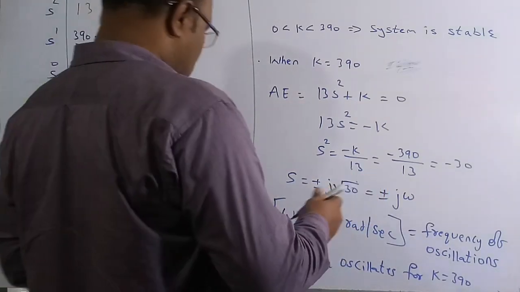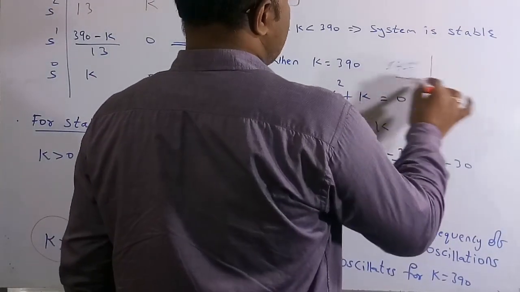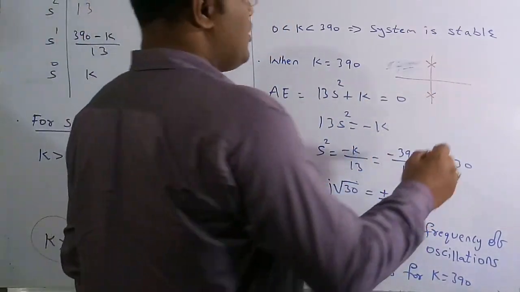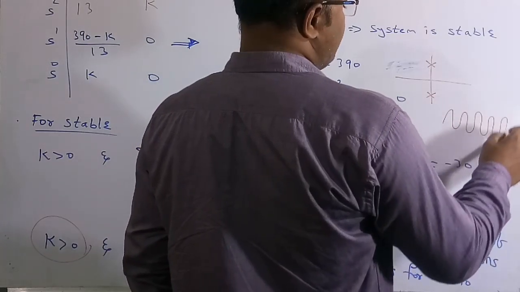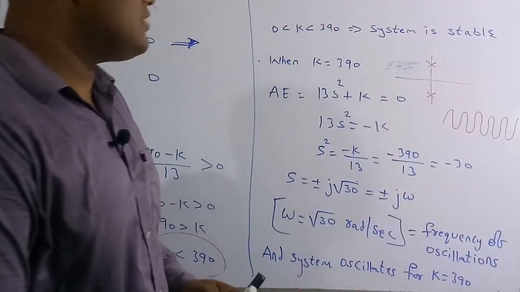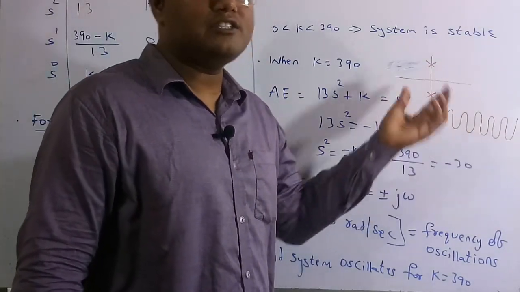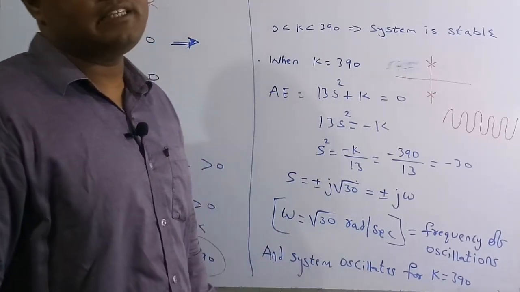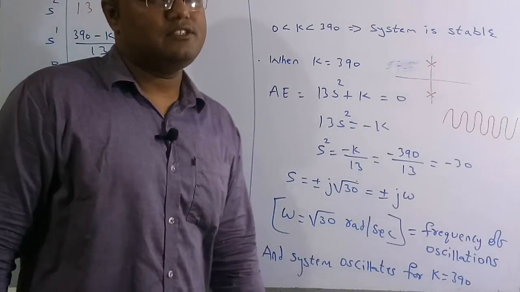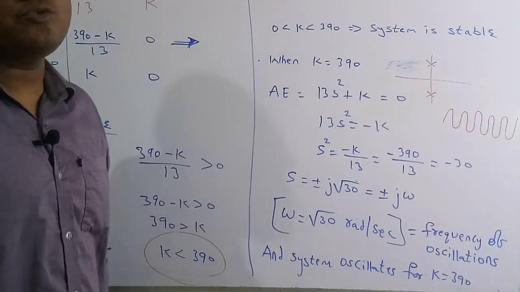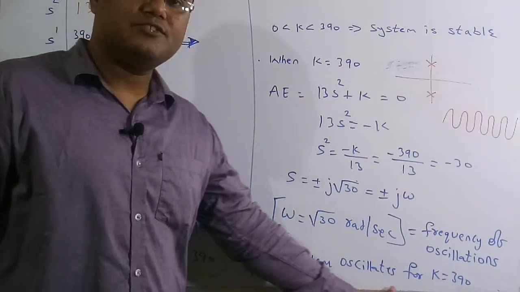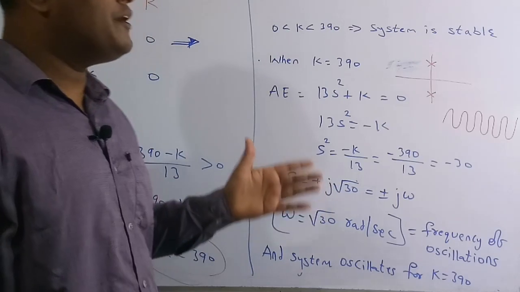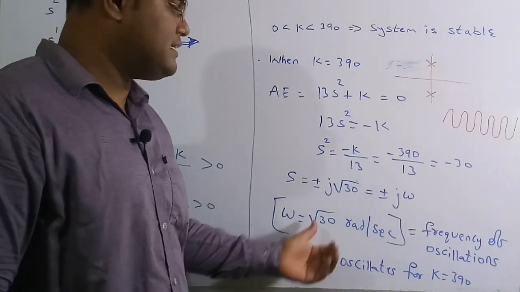Marginally stable means the roots are going to lie on the imaginary axis. When the roots are lying on the imaginary axis, there will be oscillations in the response for infinite time. What is the oscillation frequency? The oscillation frequency at the particular value of k equal to 390 is root 30 radians per second. We can say the system is marginally stable for k is equal to 390, and the system oscillates for k is equal to 390. At k is equal to 390, the system is marginally stable, and it is going to oscillate with a frequency of root 30 radians per second.